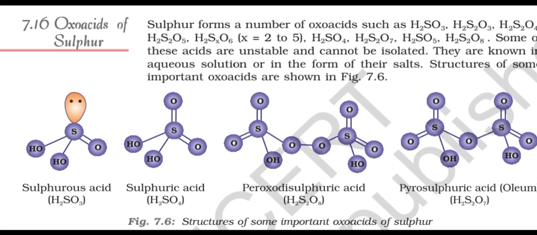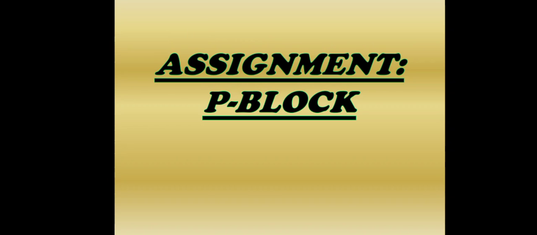In the 15th group, we discussed the basicity of H3PO3 and H3PO4. H3PO3 is not tribasic, it is dibasic, but H3PO4 is tribasic. It depends on the number of replaceable hydrogen atoms. So their structures are important, you must note them down and learn them. Okay, now we pass on to the assignment questions of the P block.